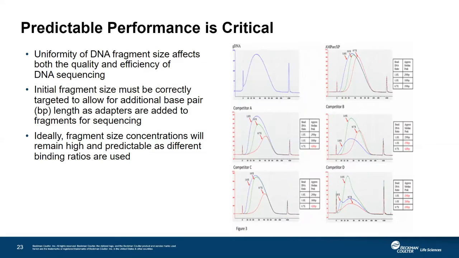You have a sample using Ampere XP on the right. We have some competitors on the bottom. And again, the key here is as you change those ratios, as you're looking to isolate different sizes, if you're doing size selection, you really want to have that same concentration. You don't want to lose sample as you're changing those ratios, as you're looking for different fragments. You want to have that uniformity of DNA fragment size, regardless of the ratios that you're using, and that's really going to increase the quality and the efficiency of your sequencing downstream.